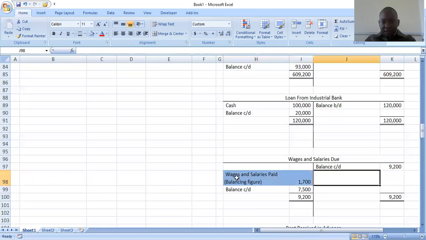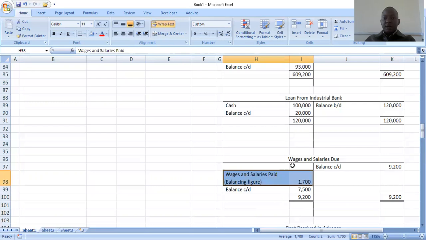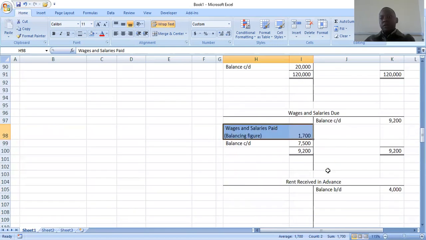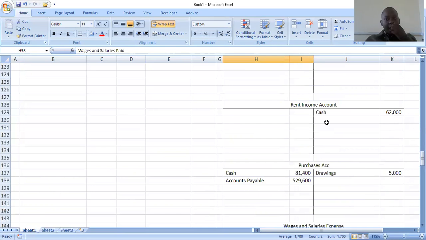So this debit here in the wages and salaries paid, in the wages and salaries due account, we need to credit it from the wages and salaries expense, because that amount was not to go to the wages and salaries expense account. It was supposed to go to the wages and salaries due account. So this debit in the wages and salaries due should be credited from the wages and salaries expense account. Therefore, you go to the wages and salaries expense and credit here.